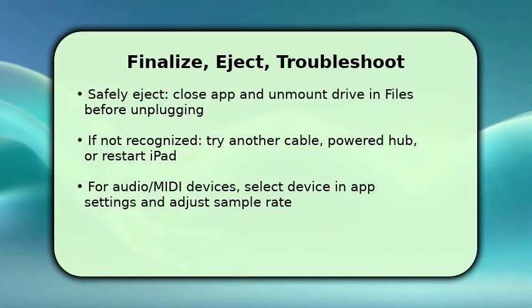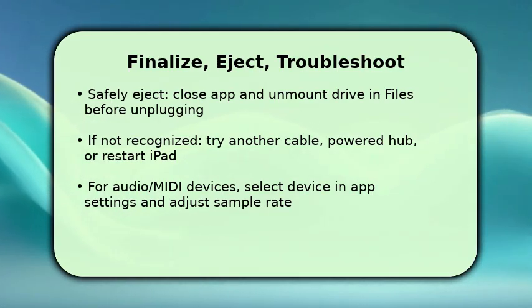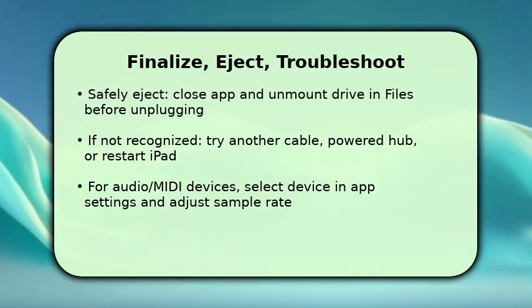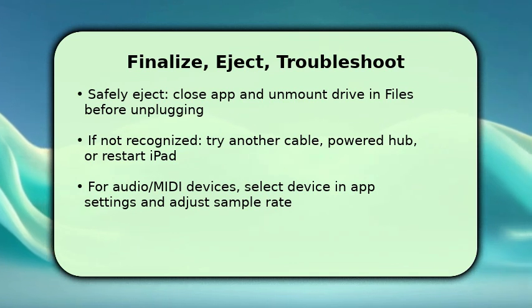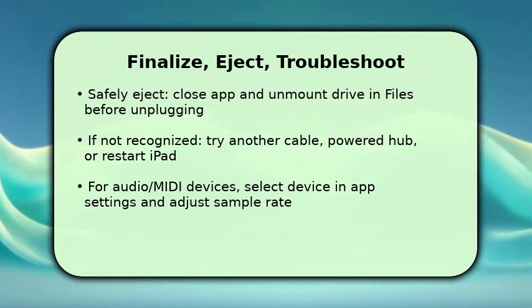For audio hardware, open the app's audio settings and select the interface, then match sample rates. Keep this troubleshooting tip. If power is the issue, a powered USB hub almost always fixes detection and stability problems.